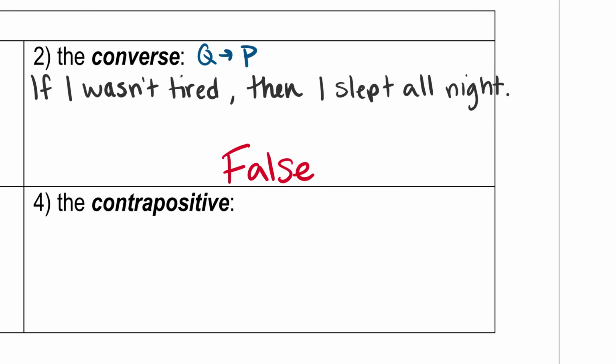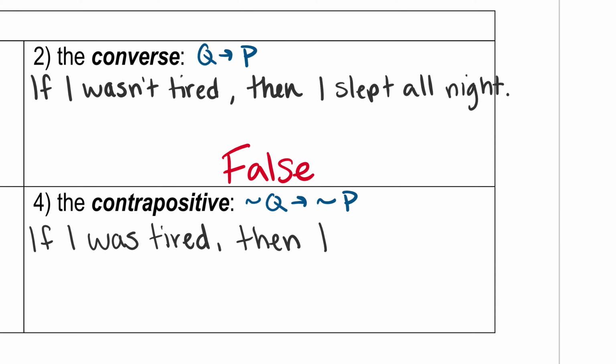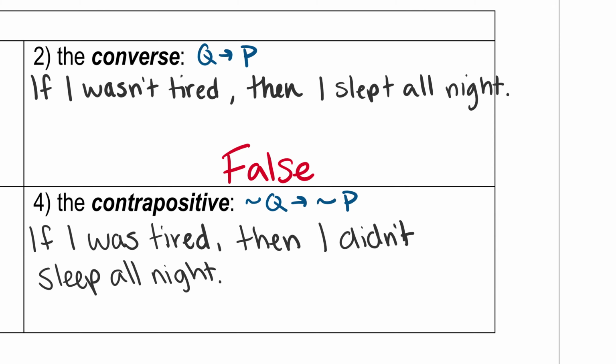Alright, contrapositive. I'm going to take the converse, so Q then P, and do not Q, then not P. So the way I write that, instead of saying if I wasn't tired, I would say if I was tired. So you make it the opposite. And then instead of saying then I slept all night, then I didn't sleep all night. Okay. So, if I was tired, then I didn't sleep all night.